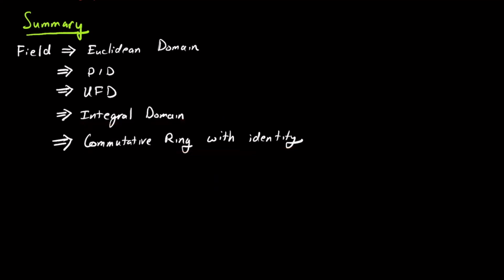And again, we know that these arrows don't go backwards. It's not the case that every commutative ring with identity is an integral domain. Consider Z mod 6. It's not the case that every integral domain is a UFD. It's not the case that every UFD is a PID, and so on and so forth. So these arrows go forward, and we have this nice little summary of how these fit together.